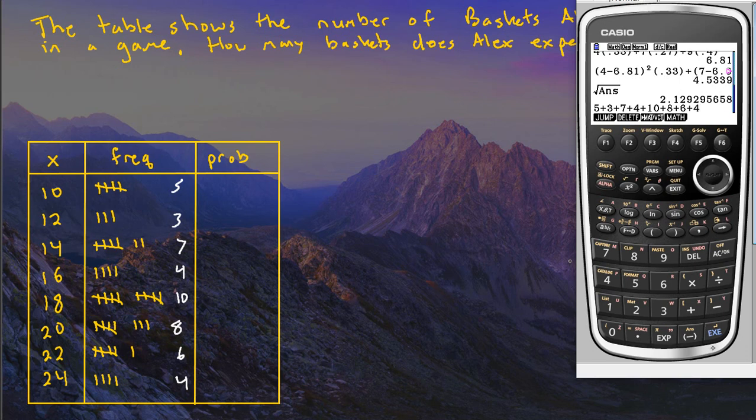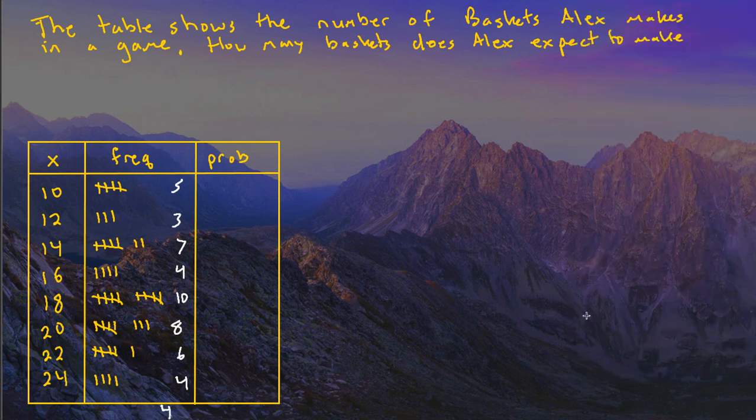And I think I got them all. So there's 47 total data here. I am going to get weird probabilities, so I'm just going to decide to round to the nearest hundredth. So this would be 5 over 47, 3 out of 47, 7 out of 47.